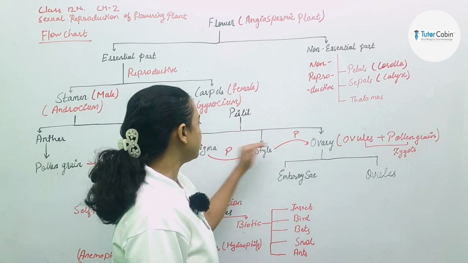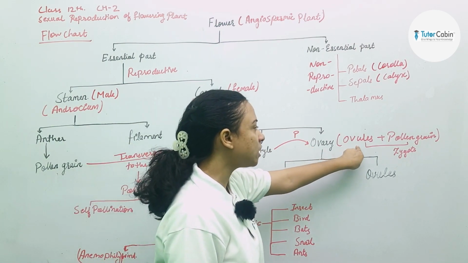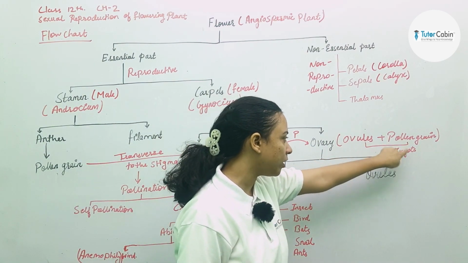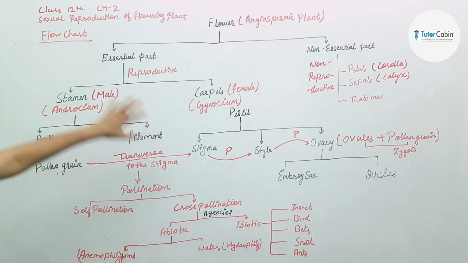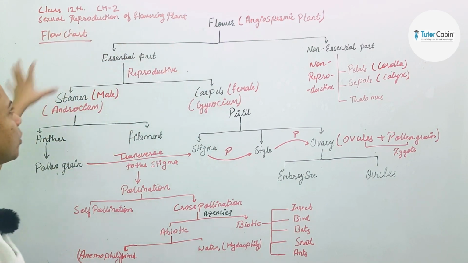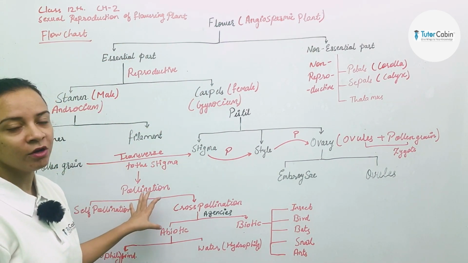So friends, if the pollen grain travels to the ovary, the ovules are present in it, and the ovule and pollen grain fuse together and form a zygote. So in this way, in this flowchart, we studied all the processes of reproduction. So it is very easy and understandable for you.